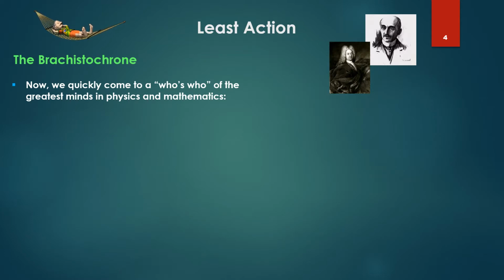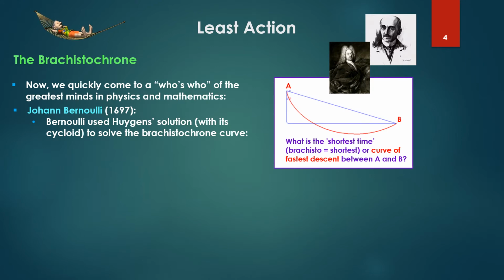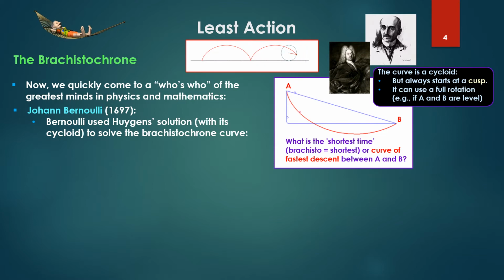Now we come quickly to a who's who of the greatest minds in physics and mathematics. Johann Bernoulli, 1697, the dates here being roughly when they did this. Bernoulli used Huygens' solution with a cycloid to solve what's called the brachistochrone curve. Again, what is the shortest time, brachisto being shortest, or curve of fastest descent between point A and B. Again, the curve is a cycloid, but it always starts at a cusp. Notice back to the cycloid there, we've got various cusps. So the curve is always starting at the cusp.